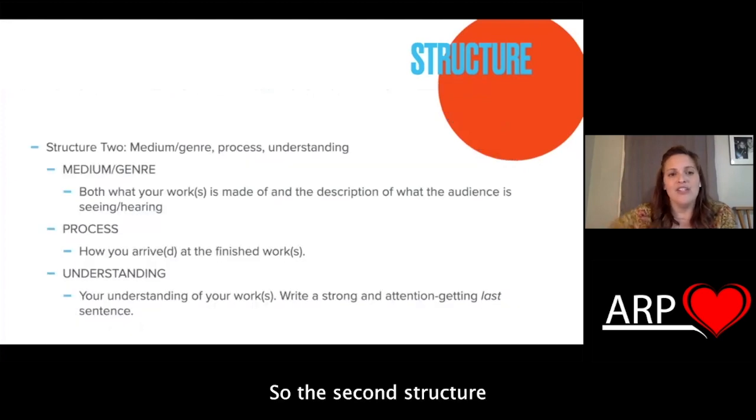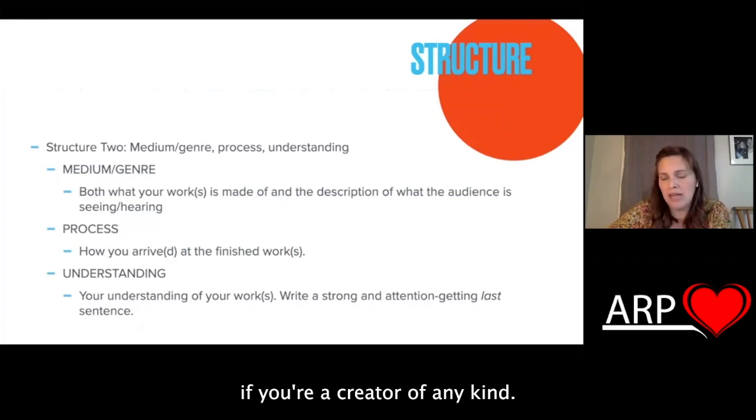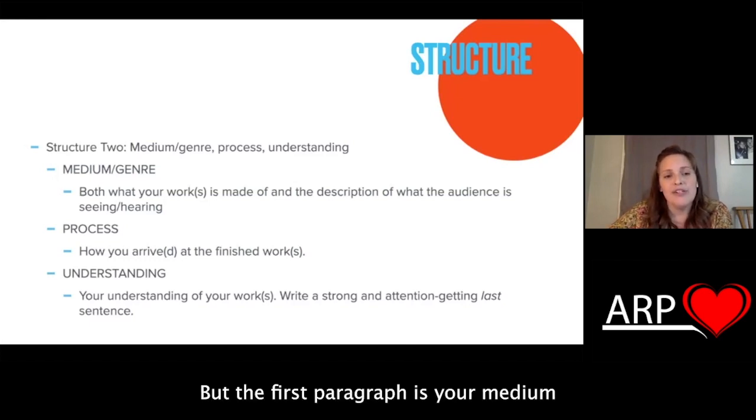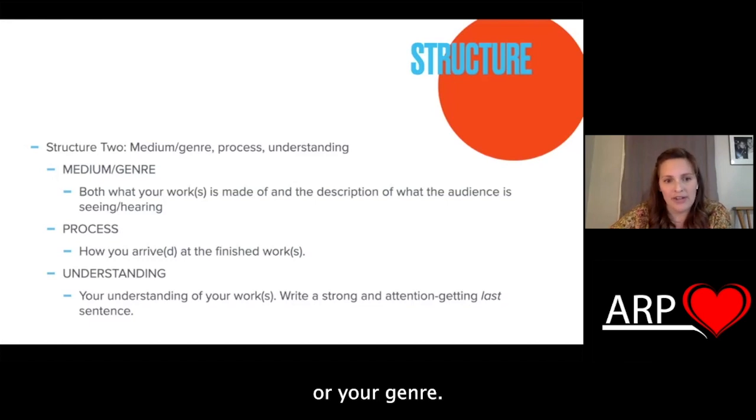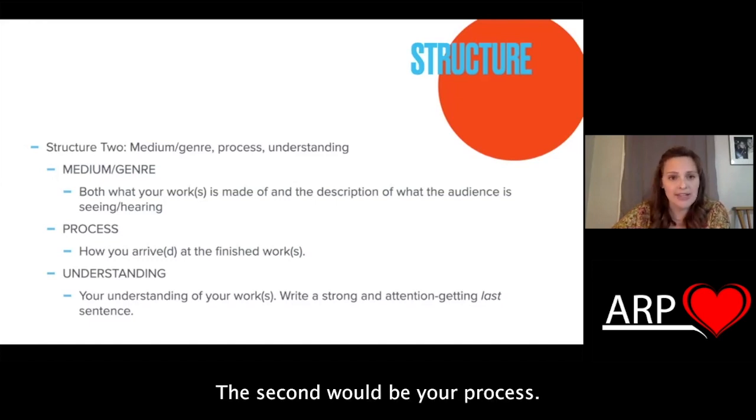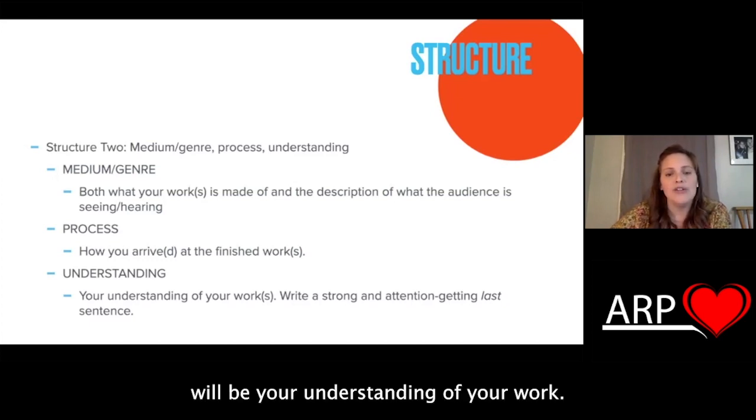All right. So the second structure I think is really great if you're a creator of any kind. So if you are a composer, if you are an artist, or you're a playwright, writer, anyone who's a creator, this is really great. Although you can make it work as a performer as well. So it's not off limits to you if you're a performer. But the first paragraph is your medium or your genre. So both what your work is made of and the description of what the audience is seeing or hearing. The second would be your process, so how you arrived at the finished work. And the third part will be your understanding of your work.